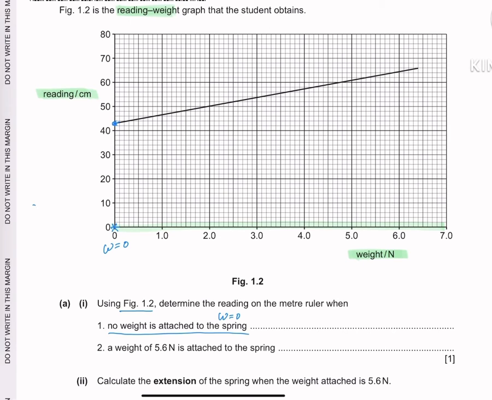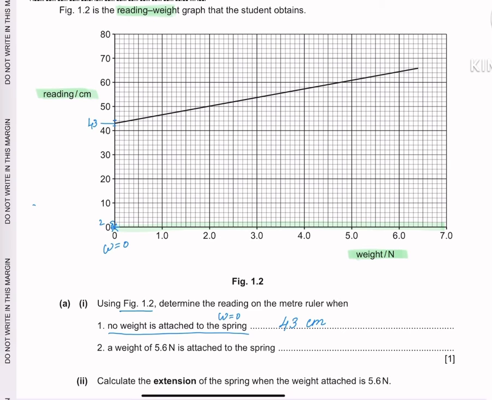Here each small box represents 2. Therefore, this point is exactly in between 42 and 44, so this reading is 43 centimeter. We can write it is 43 centimeter.